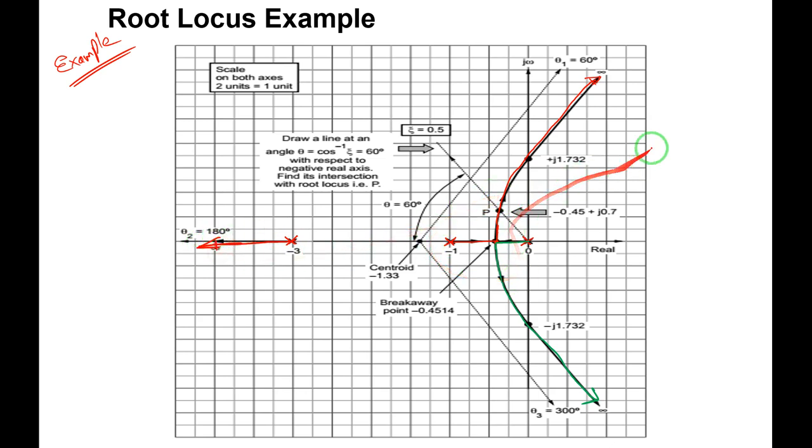Okay, three branches. I will introduce some terms here for you people, right? So now you came to know branches. I'll tell you one by one. Branches. Then this point is called as breakaway point. This one, right? Breakaway point. Then poles. Okay, fine.